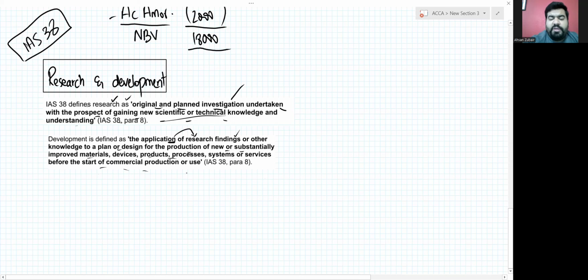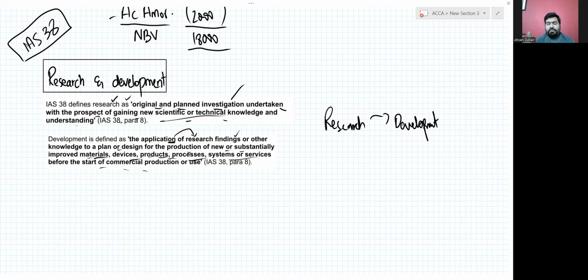So the first phase of the product is research, then you do the development. Research can be related to making not only new products, but new processes, new systems, new services. It is written here: improved materials, devices, products, processes, systems. The research can be for these things, like for materials, for making new products, new devices, new processes, new systems, new services, new designs. So research is basically about that.